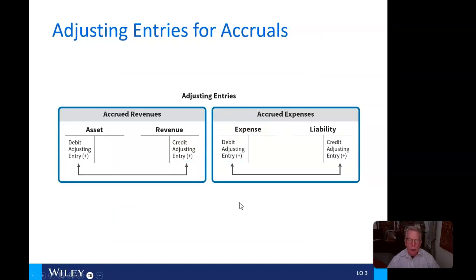All right, so here it's showing how that adjusting entry is not cash. It's going to affect one balance sheet account and one revenue account. So we are crediting earned revenue in this case and debiting the adjusting entry for accrued revenue. Now, in the case of accrued expenses, we will debit the adjusting entry and credit the liability for those adjusting entries. Okay.